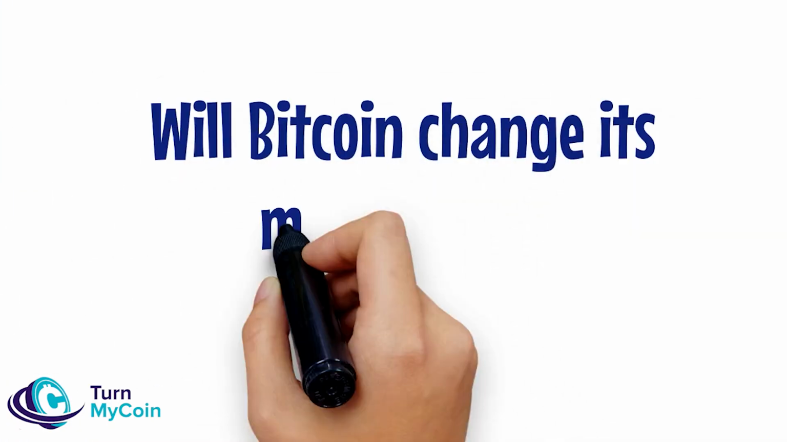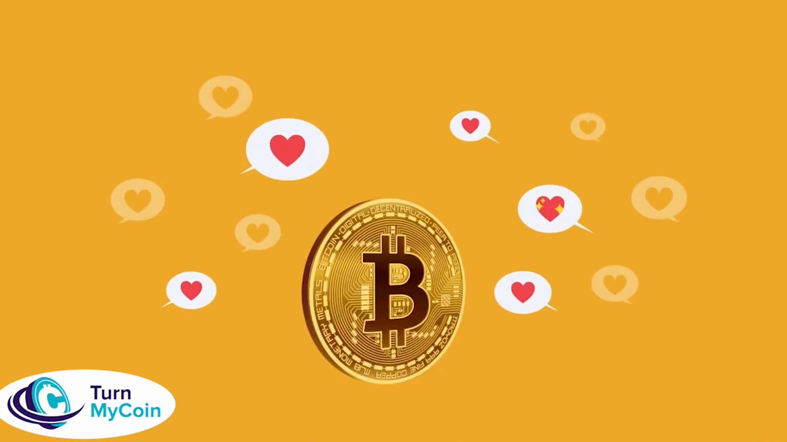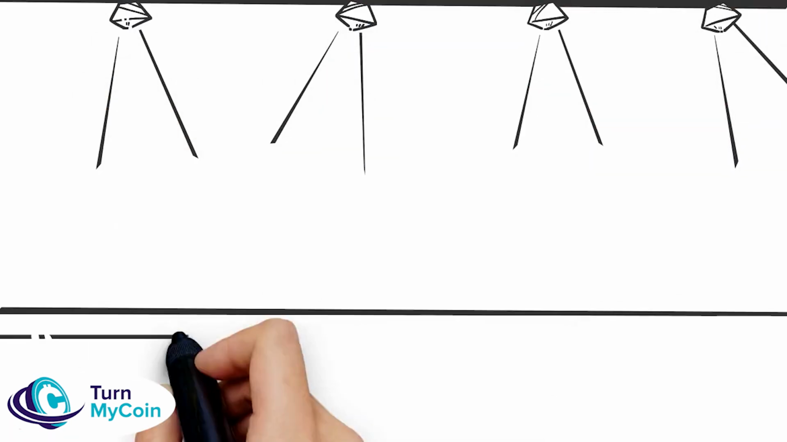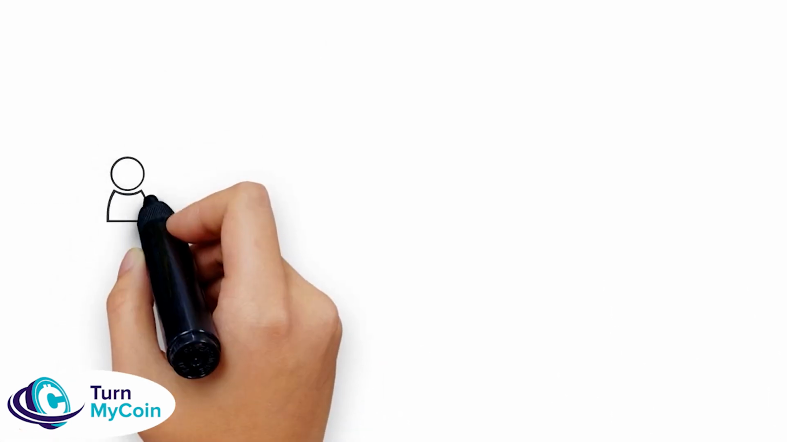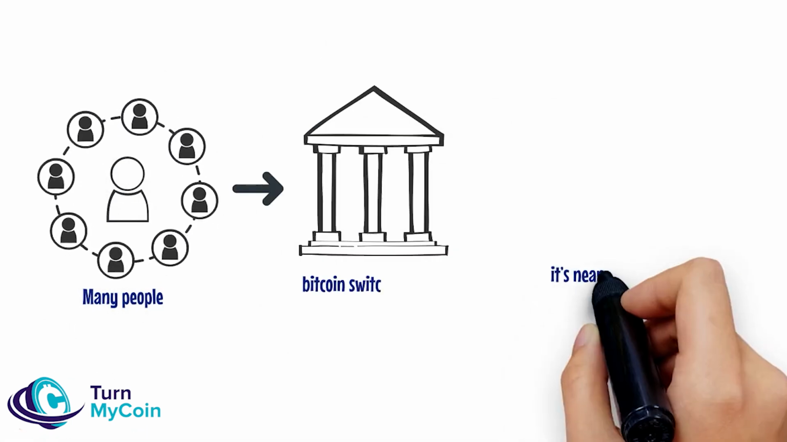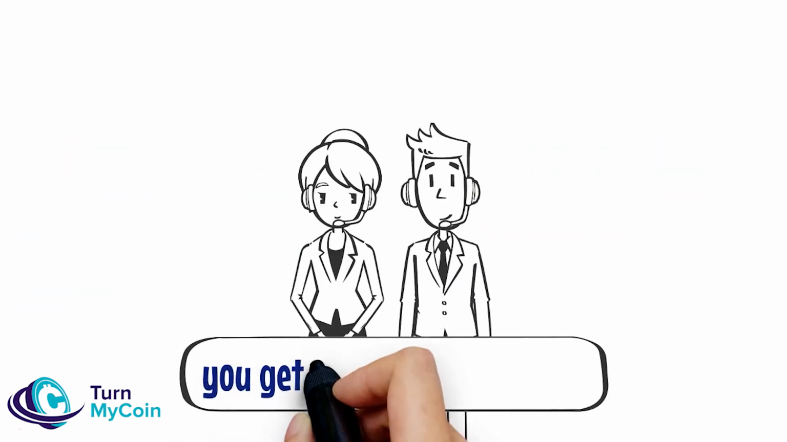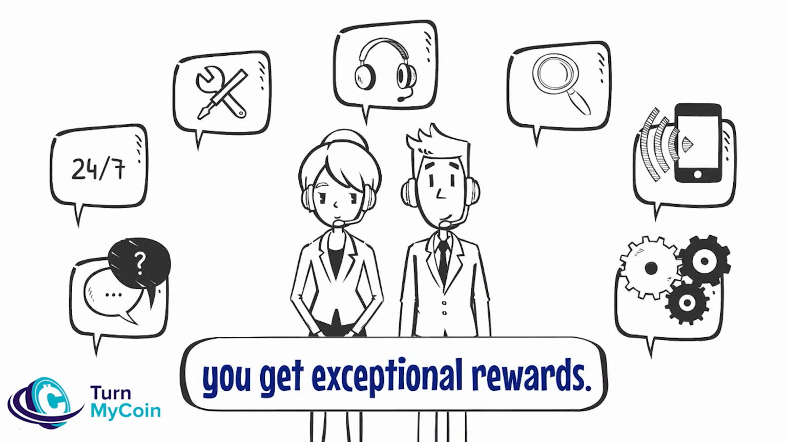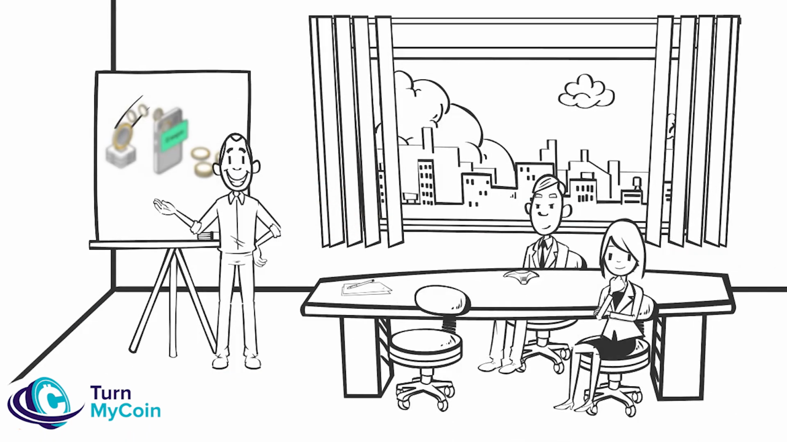Will Bitcoin change its mechanism? Bitcoin is one of the largest and most popular cryptocurrencies, and there has been much debate whether it would switch over to the POS system. Many people have doubts about Bitcoin switching to a proof-of-stake model because it's near impossible for them. But in theory, the founder of Swiss cryptocurrency broker Bitcoin Suisse predicts that eventually, we will see this switch happen. If so, they can gain back their lost glory with patience. But we will have to wait and see what actually will happen.